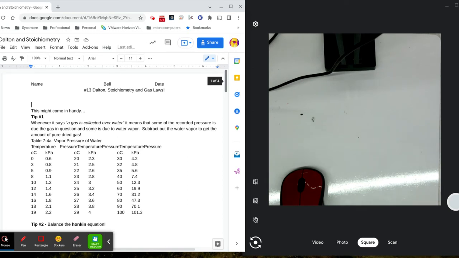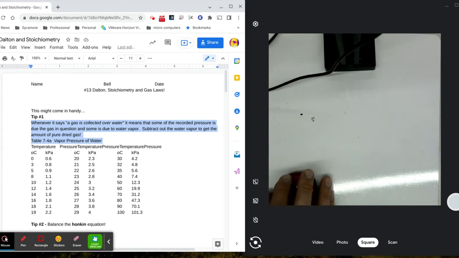When doing this particular assignment that I have set up for you, whenever it says "gas collected over water," this is a key one. What that means is that we have the gas that we're trying to study, but unfortunately, there's a lot of water vapor mixed in there. And we only want the pressure, volume, and temperature of the gas we want, not of the water vapor, because that'll throw off the number of moles. So if we know the total pressure, we can subtract out the pressure of the water vapor, that is the pressure due to that vapor, to get just our gas.